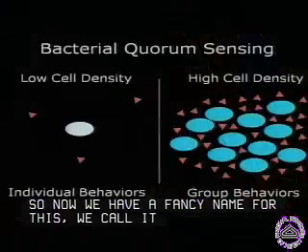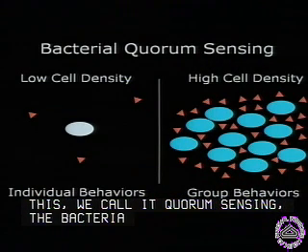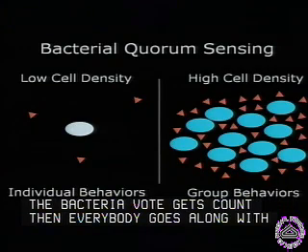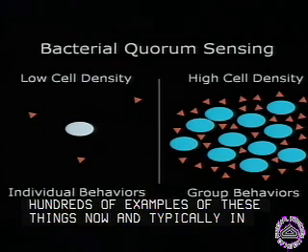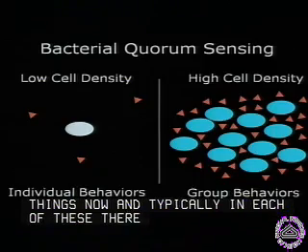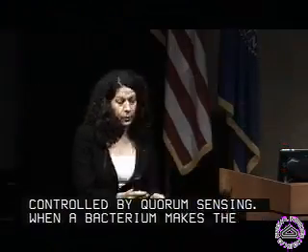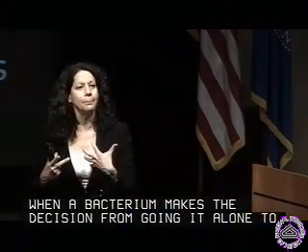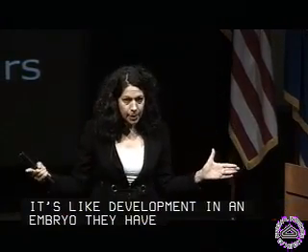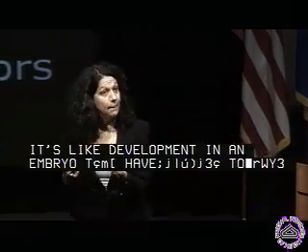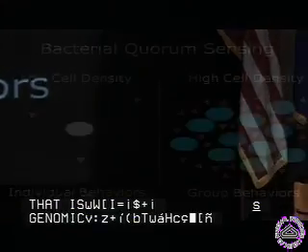The bacteria vote with these chemical votes. The vote gets counted, and then everybody goes along with the vote. And so there are hundreds and hundreds of examples of these things now, and typically in each of these regulons, there's several hundred genes that are controlled by quorum sensing. So when a bacterium makes the decision from going it alone to acting as part of a community, it's a big deal. It's like development in an embryo, and they have to turn on this timed program of gene expression that is a big part of their genomic personality. So that's how it works.